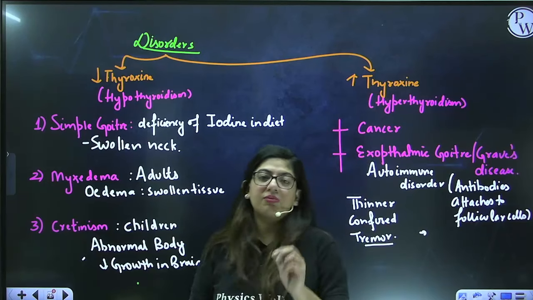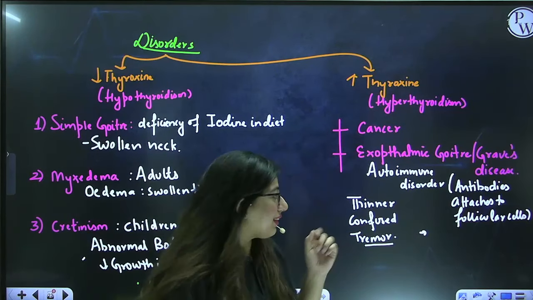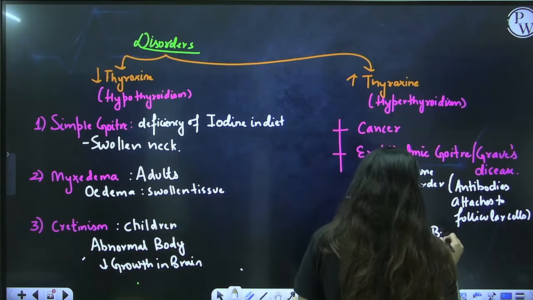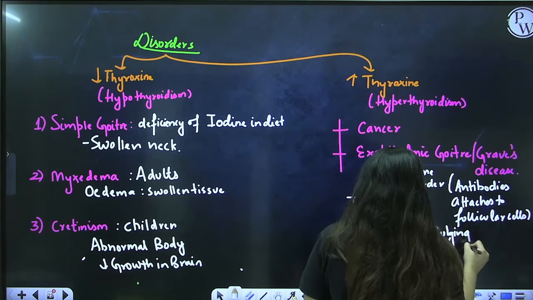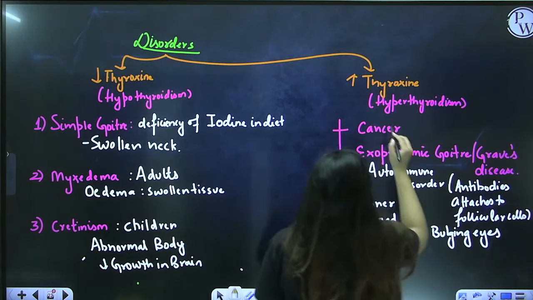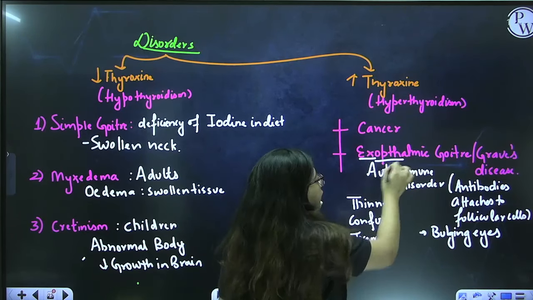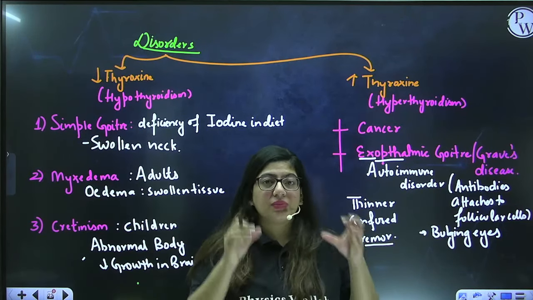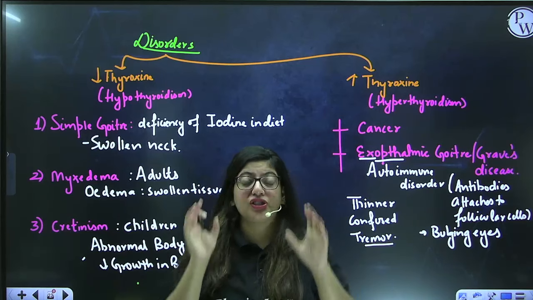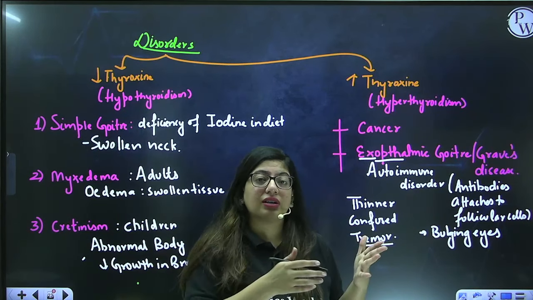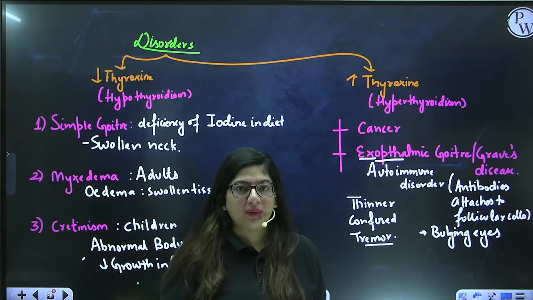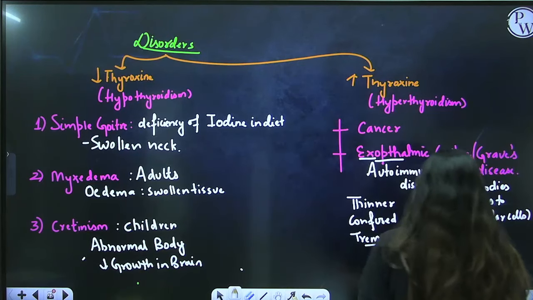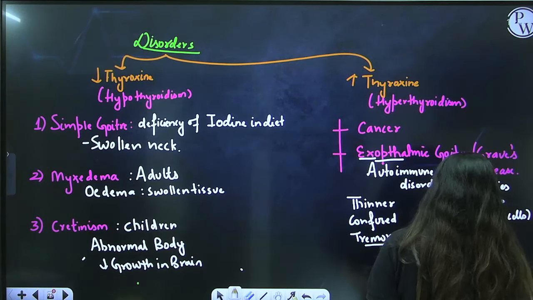There is one more symptom of exophthalmic goiter, that is bulging eyes. The word exo means outside, ophtha means eyes. So here a symptom is that the patient has very bulging eyes. This is why it has been named exophthalmic goiter. All right. Okay. So that's about the thyroid gland.